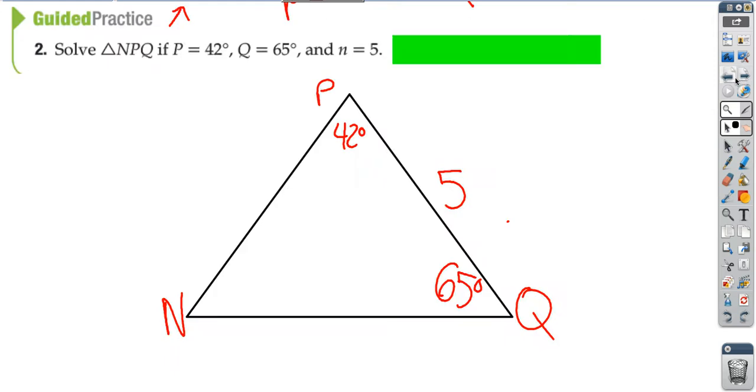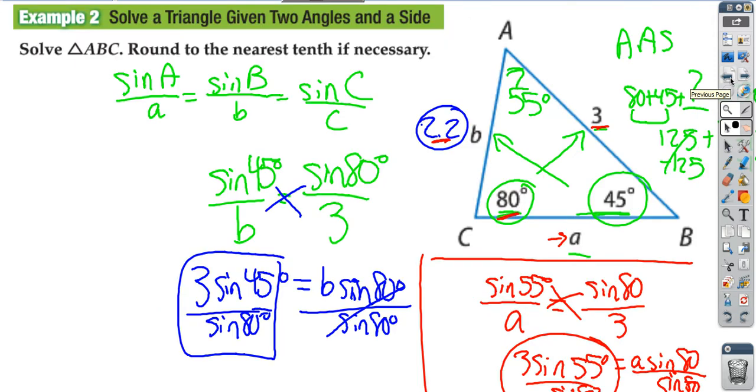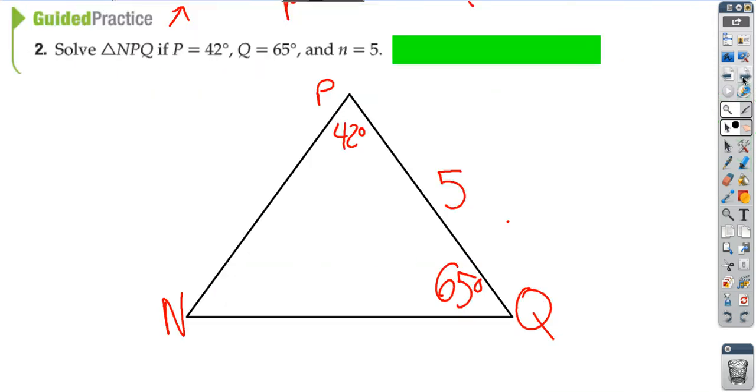That first one that we did was an angle side. This one right here is an angle side angle. It's done the exact same way. Again, we can fill in that missing angle: if we add these together, we get 107 degrees, and then if we subtract from 180, that will give us the third angle, which is 73 degrees.